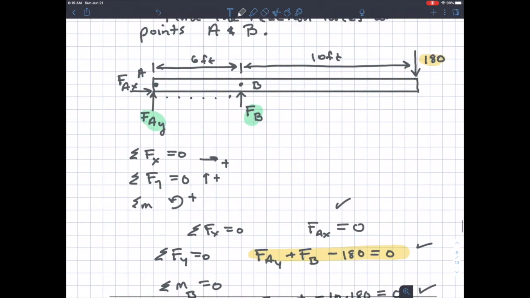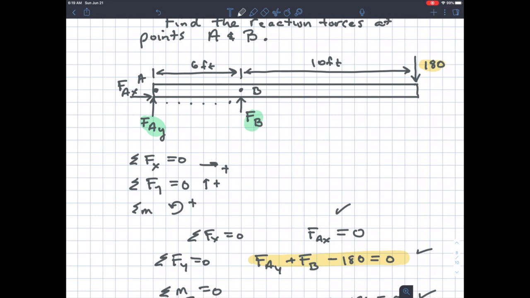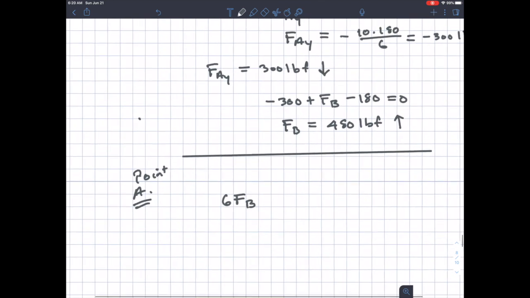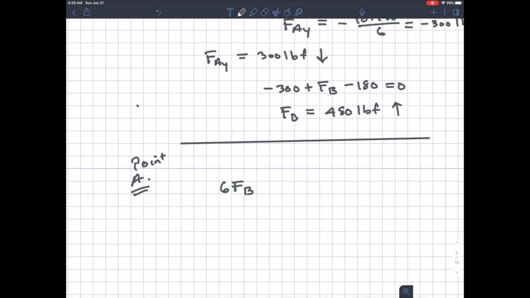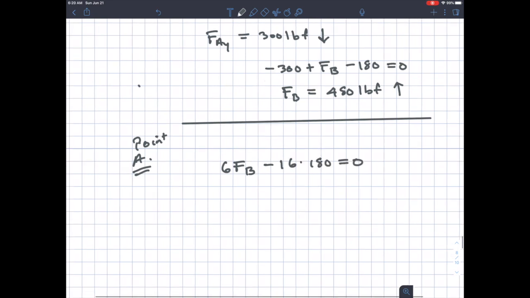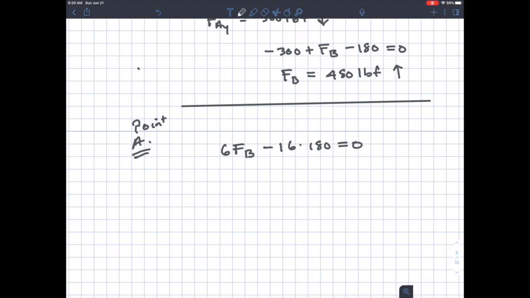Then I also have 16 as the length of the moment arm. 16 times 180, and this would generate a clockwise rotation, so 16 times 180. Since it's clockwise, that would get a minus sign. So you see, that's the sum of moments about point A, and that gives me a different equation. I solve for FB, and that should give me the same number, 480 pound force.